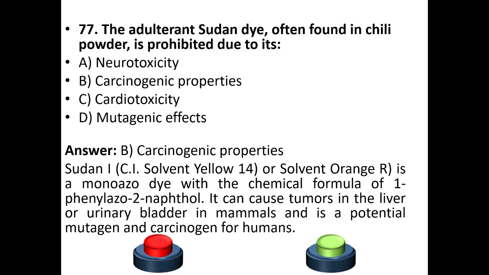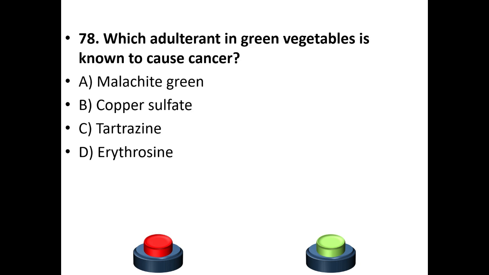Sudan I, also called solvent yellow 14 or solvent orange, is a monoazo dye with the chemical formula 1-phenylazo-2-naphthol. It can cause tumors in the liver or urinary bladder in mammals and is a potential mutagen and carcinogen for humans. 78. Which adulterant in green vegetables is known to cause cancer?